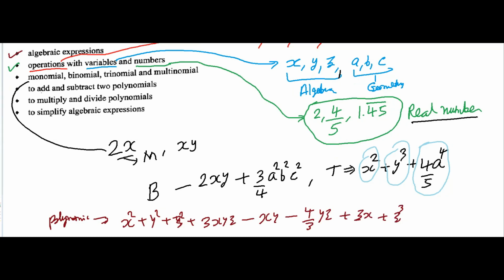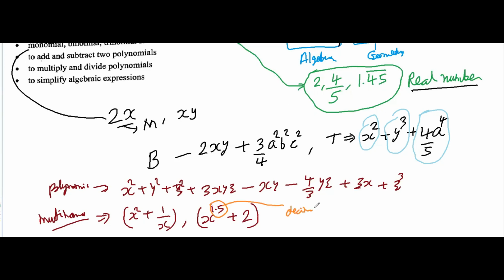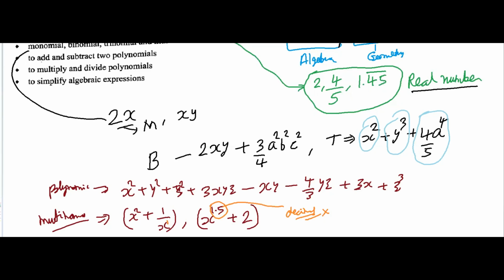Then what is multinomial? Multinomial means all polynomials are multinomial, but all multinomials are not polynomial. For example, x square plus 1 by x, this is not a polynomial, but this is a multinomial. Similarly, x to the power of 1.5 plus 2, this is again not a polynomial, but this is a multinomial. Why am I saying that this is not a polynomial? Because this variable has a fraction. This decimal number should not come. Similarly, here why am I calling this not a polynomial? Because this variable is coming in the denominator, it should not come. So such terms are called multinomial.